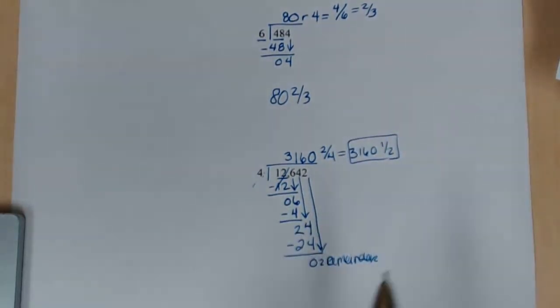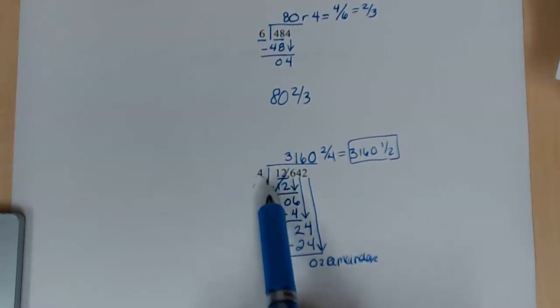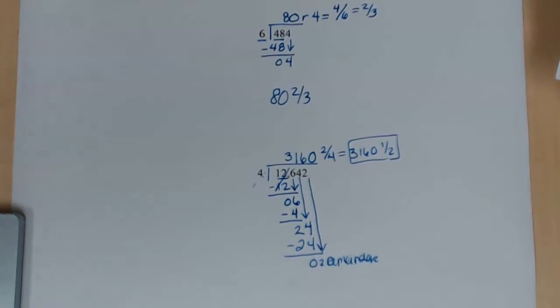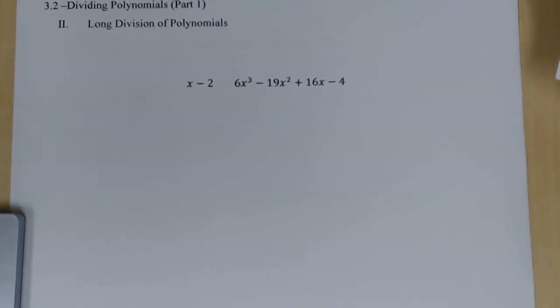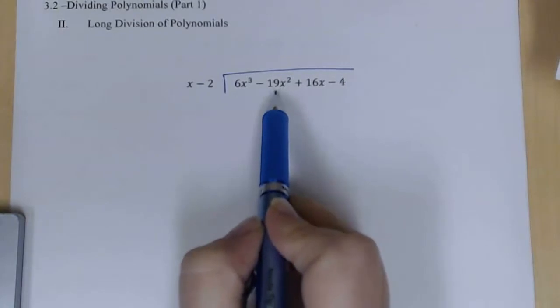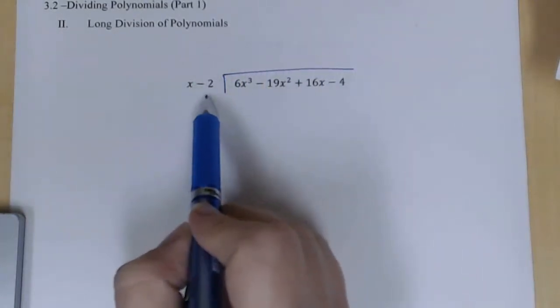So I want you to notice here, we were comparing front numbers. We were multiplying and subtracting the whole way. So when you're looking at dividing polynomials, we're going to do the same thing. So part 2, let's look at long division of polynomials. So I want to divide 6x cubed minus 19x squared plus 16x minus 4 divided by x minus 2.